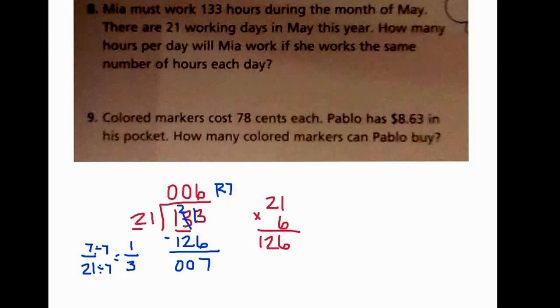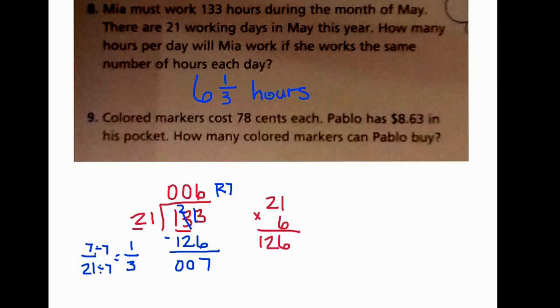I could tell Mia that she has to work 6 and 1/3 hours each day. 1/3 is a much more manageable fraction of time. For example, 1/3 of an hour, 1/3 of 60 minutes would be 20 minutes. So she has to work 6 hours and 20 minutes each day. That's more manageable and understandable time. So in that case, we interpreted the remainder by using it as a fraction.